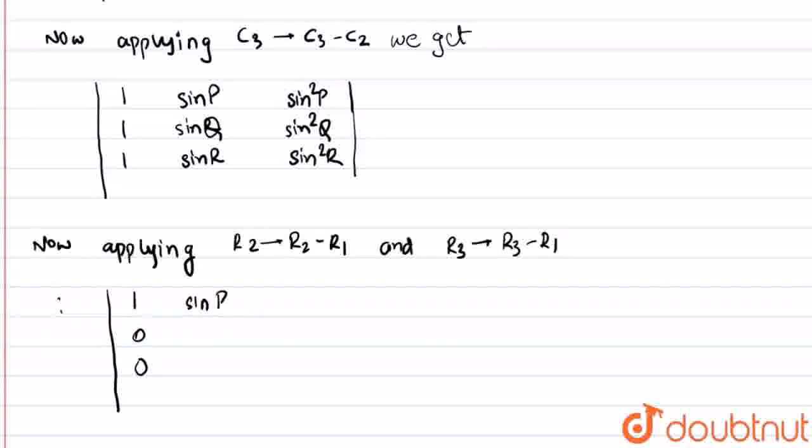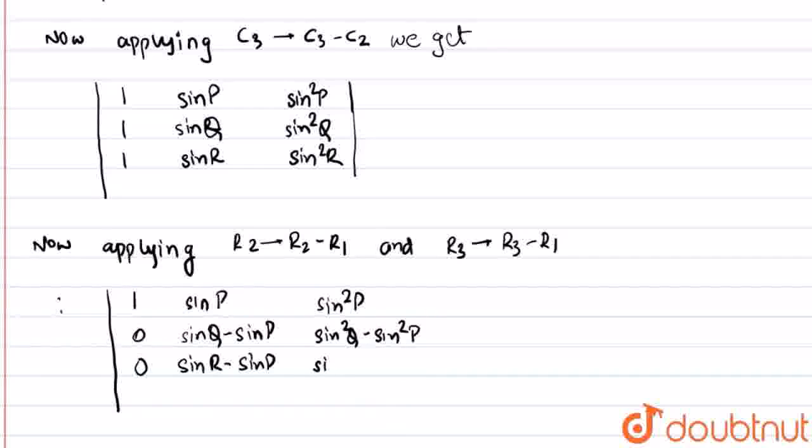and sin square P, and in the second and third rows the first term would be 0. In the second column we get sin Q minus sin P, sin R minus sin P. In the third column we get sin square Q minus sin square P and sin square R minus sin square P.